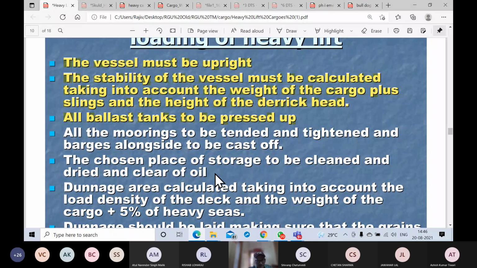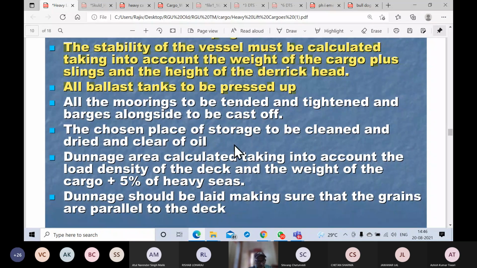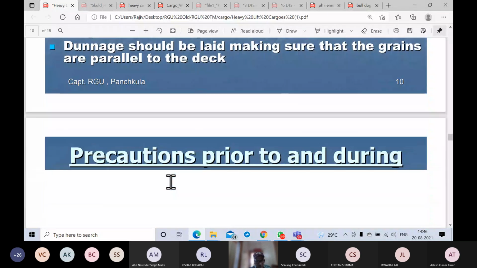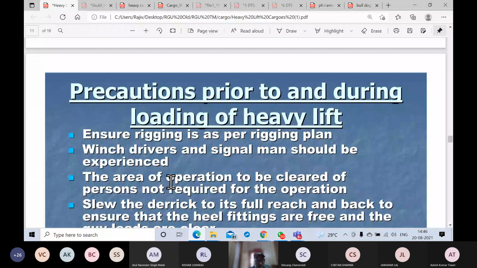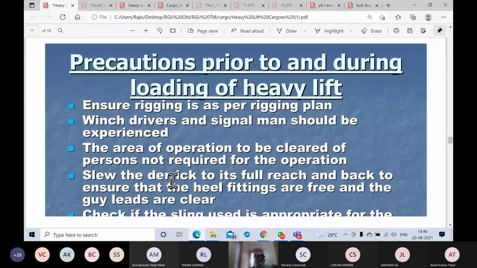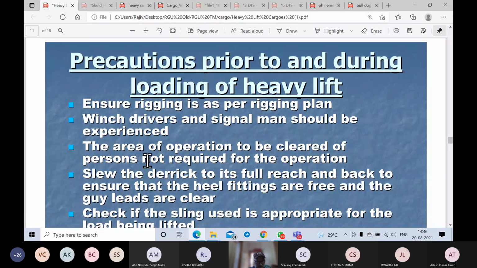Of course, the place chosen for storage should be clean, dry, and clear of oil to avoid any accidents. This goes without saying. This is simple to understand. Dunnage area to be calculated, allowing 5% for heavy seas. These are some precautions prior to loading and during loading. Now, when you are loading using your own gear, ensure that the rigging is as per the rigging plan for derricks. There is a rigging plan included in the chain register, so use that.